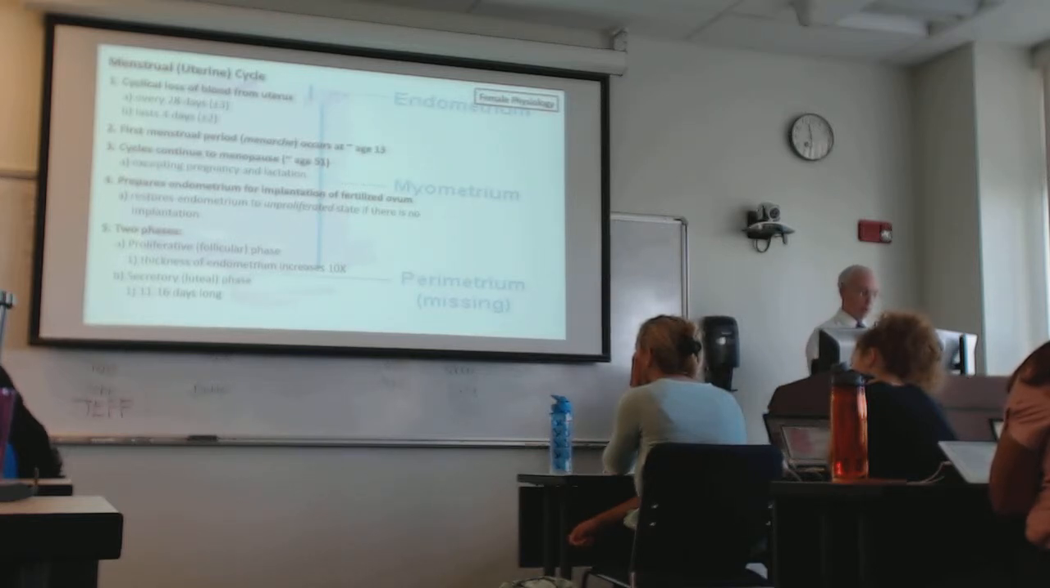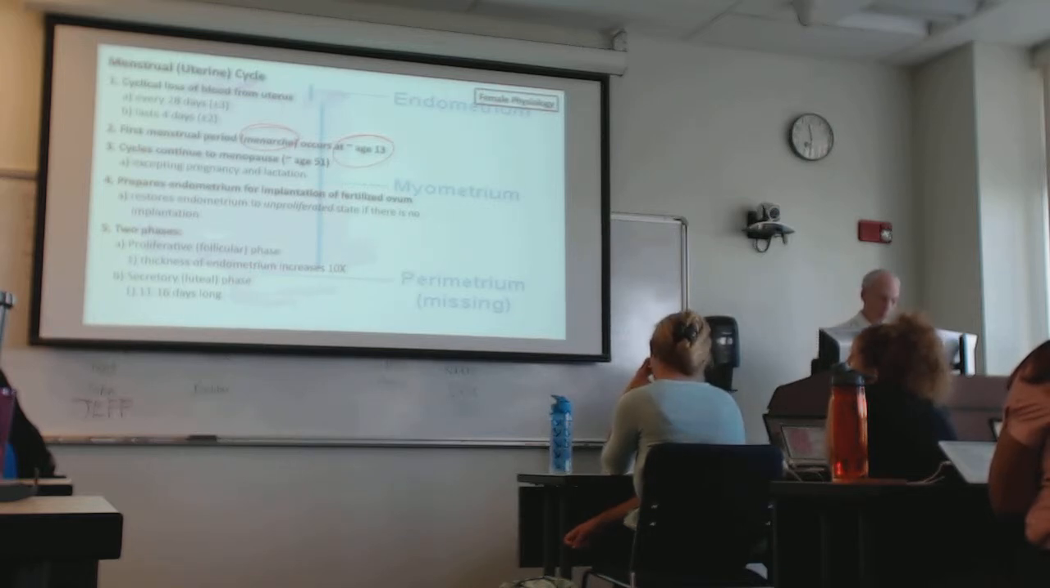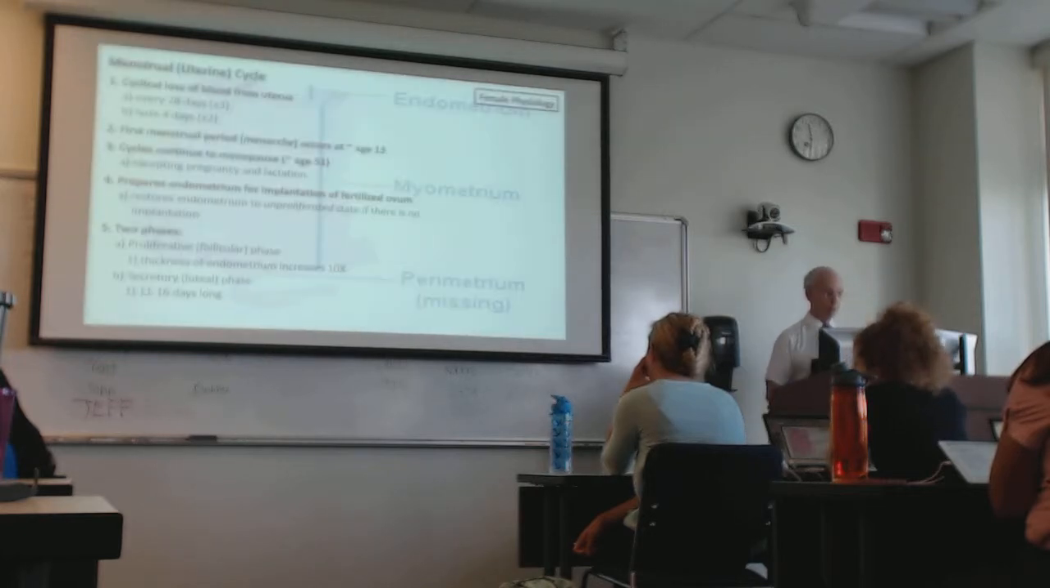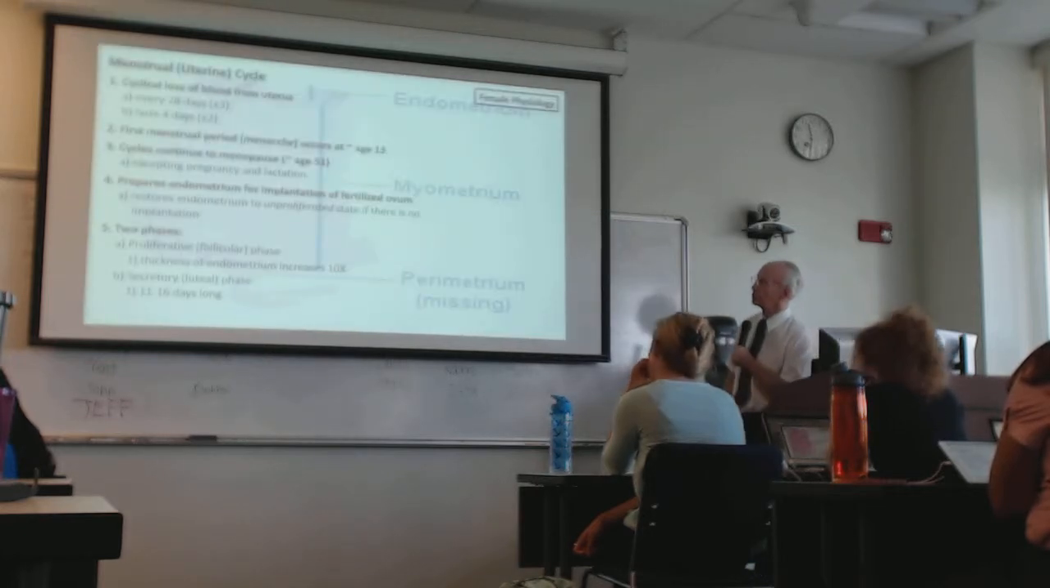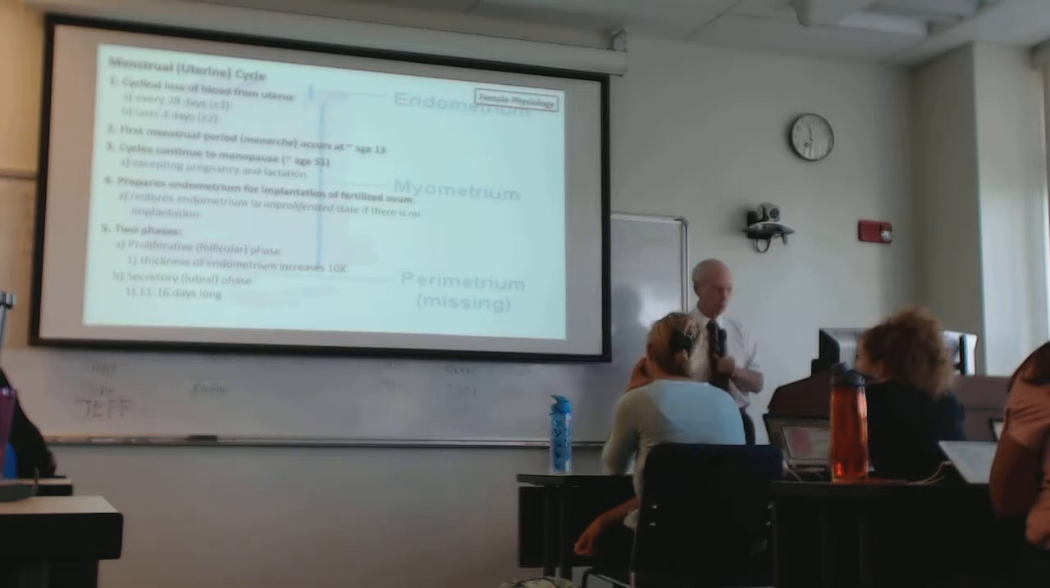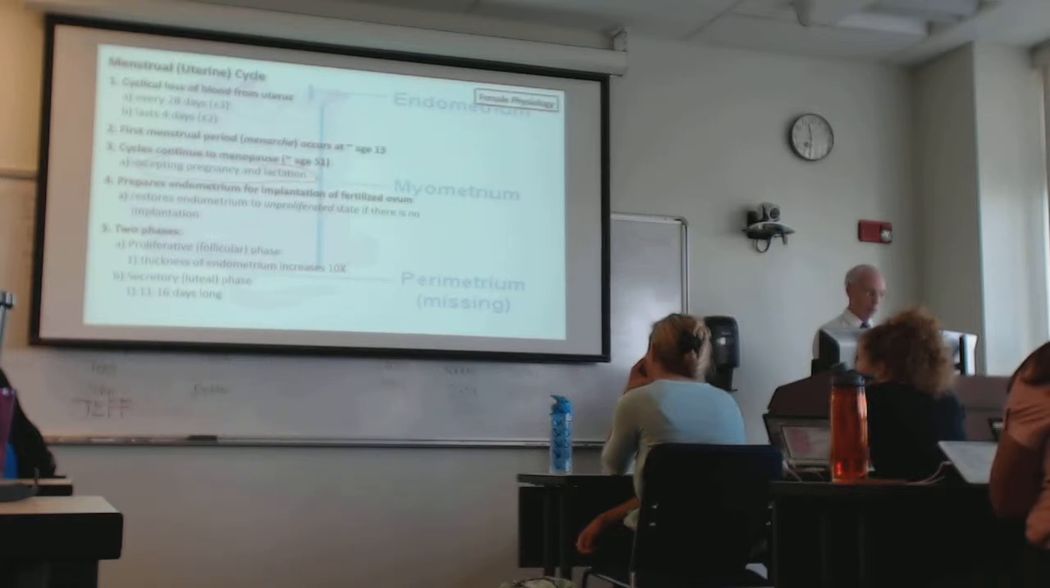Typically, the first menstrual period, which we call menarche, begins around puberty. Puberty is going to be highly variable too, but we'll just say at about the age of 13, and will continue until about menopause. Menopause does not seem to be affected by socioeconomic status. In other words, it's about age 51 in most cultures, most societies. There are a number of things, such as pregnancy and lactation, that will interrupt this normal menstrual cycle.